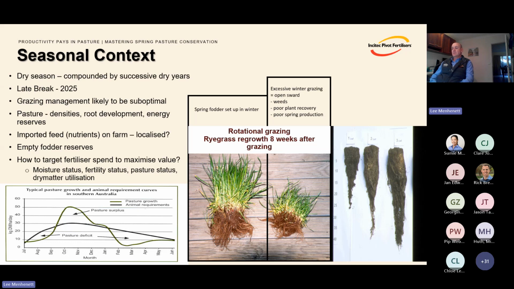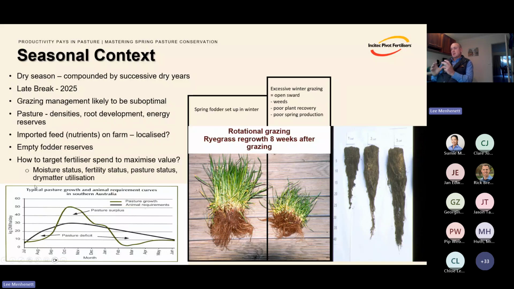We've got empty fodder reserves, we know that, and so therefore we need to maximise our spring production. And I guess the bottom graph there is just talking about the animal demand, which is the solid black line, over the 12-month period. So obviously, in a spring calving herd or spring lambing, you've got a huge demand in spring. But we also grow this excessive amount of pasture, so we've got this pasture surplus. So what we're trying to do, and what this webinar is about, is trying to capture that surplus so that we've got it to feed out where we've got those pasture deficits at other times of the year.